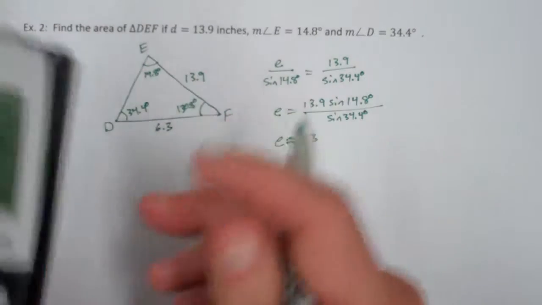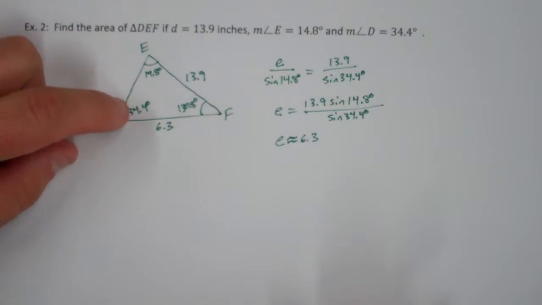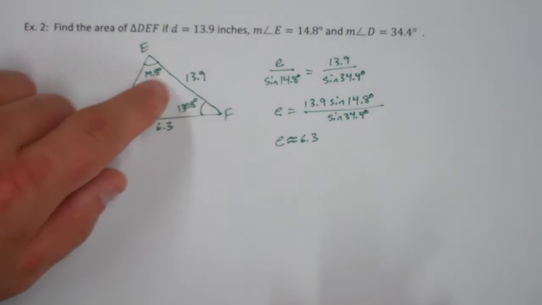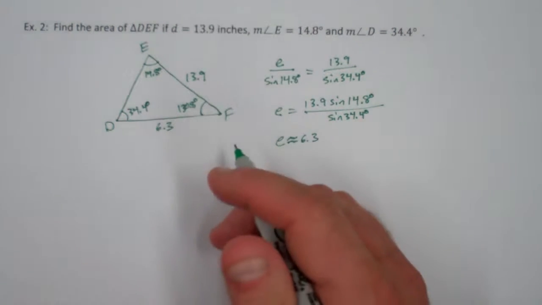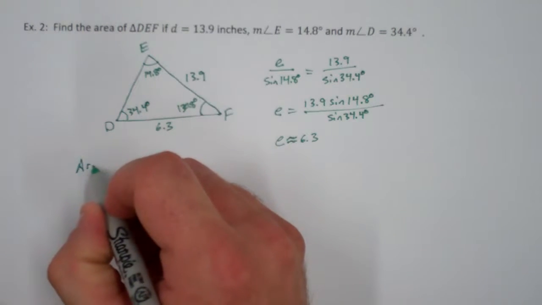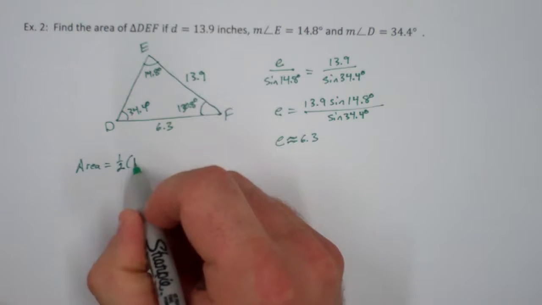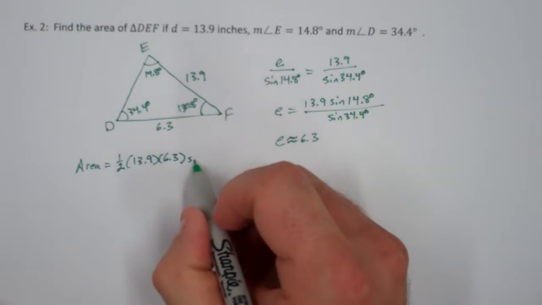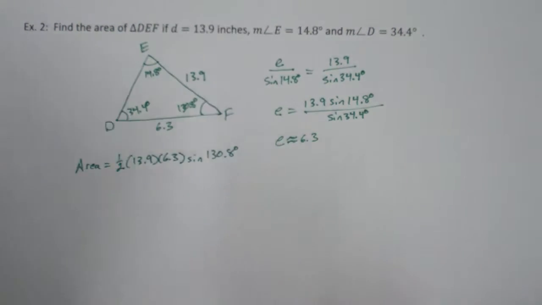And let's see if that makes sense in context. We've got 14.8 and an angle here that's more than double that. And our side length here is 6.3, and then the side length opposite that, 34.4, is a little more than double. So that does make sense. Let's use our area formula now, which will be 1/2 times the two sides times the sine of the included angle, so it'll be 130.8, the one that we found before.